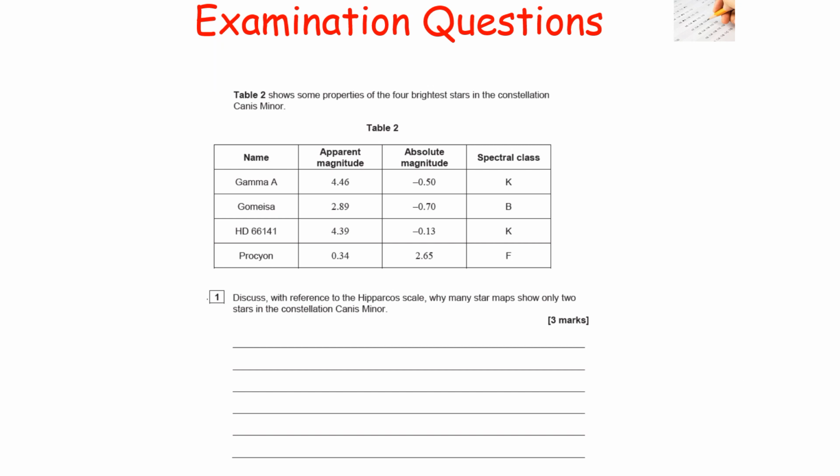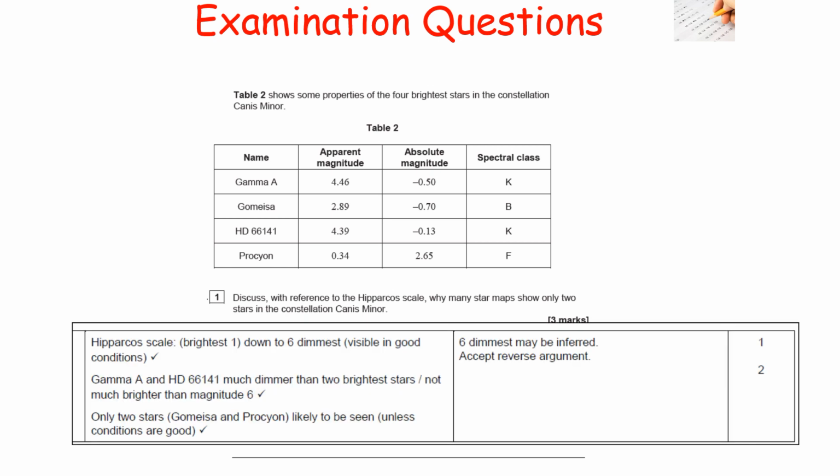Right, it's important that you know what the apparent magnitude scale represents, which is linked to apparent magnitude, and that Hipparchus had the brightest stars at 1 and the dimmest stars at 6, because this is the conditions with the naked eye that he could observe. So the note is that Gamma A and HD 66141 are much dimmer than the 2 brightest stars, and therefore not much brighter than magnitude 6, so therefore only 2 stars, Gamma CMi and Procyon, are likely to be seen unless you got really good conditions in the night sky, because Gamma and HD have apparent magnitudes close to the dimmest that could be observed.